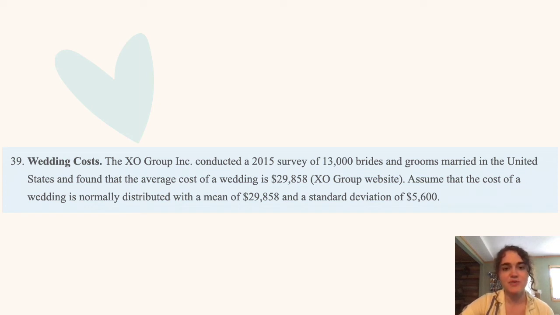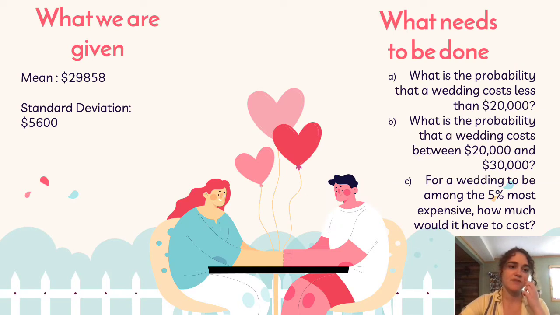$29,858. Assume that the cost of a wedding is normally distributed with a mean of $29,858 and a standard deviation of $5,600. So what we are given would be the mean of $29,858 and a standard deviation of $5,600. What needs to be done is figure out what the probability is that a wedding costs less than $20,000, the probability that a wedding costs between $20,000 and $30,000, and for a wedding to be among the 5% most expensive, how much would it have to cost?